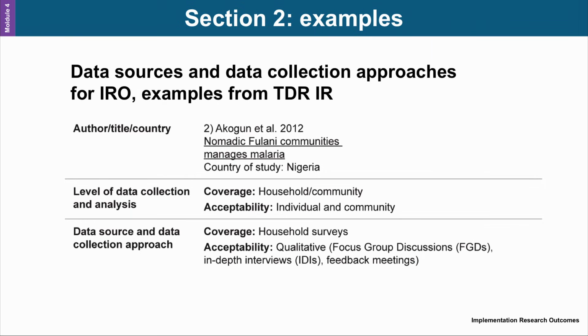In Nigeria, among nomadic Fulani communities who are managing malaria, coverage, defined, as you may remember, as the proportion of children under 5 who received anti-malarial treatment and the proportion of individuals under insecticide-treated nets, was measured at both the household and community level through household surveys. Acceptability, which was defined in the study as general satisfaction with a community-directed intervention strategy, and the 2 evidence-based interventions consisting of treated nets and malaria treatment, as well as the demand for the evidence-based interventions in the community, was assessed through qualitative in-depth interviews and focus groups at the individual level and feedback meetings at the community levels.